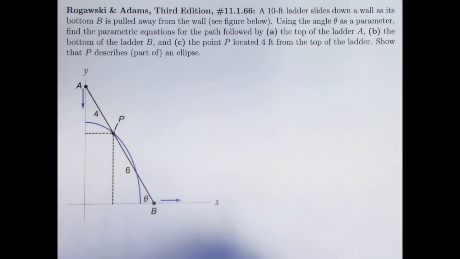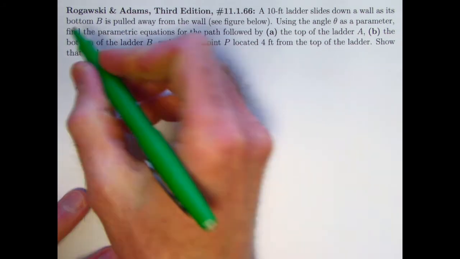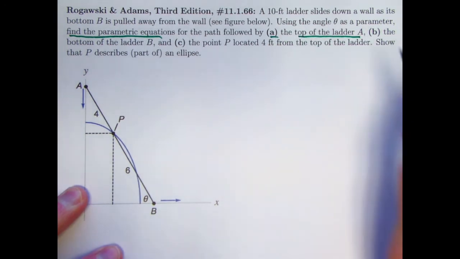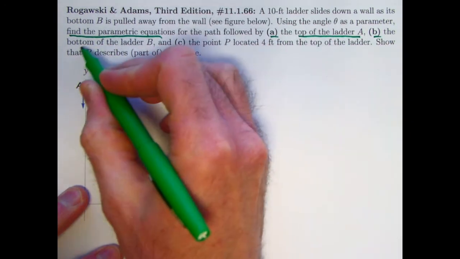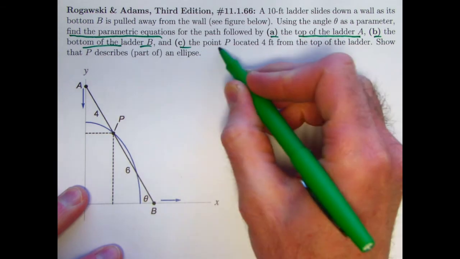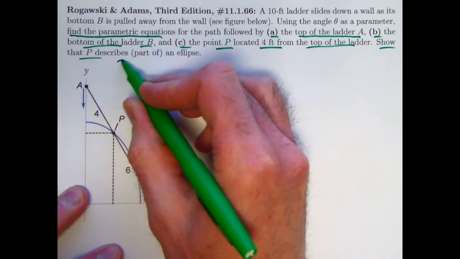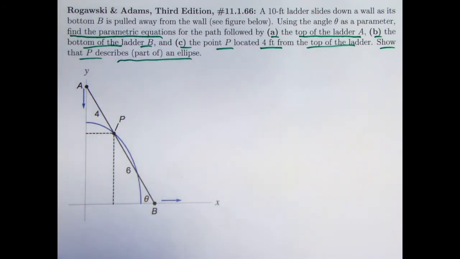Alright, we're back to the sheet of paper here and now trying to solve the problem. Again, the goal is to find the parametric equations for A, the top of the ladder, B, the bottom of the ladder, and P, the point located 4 feet from the top of the ladder, and also show that P describes an ellipse, or really part of an ellipse.